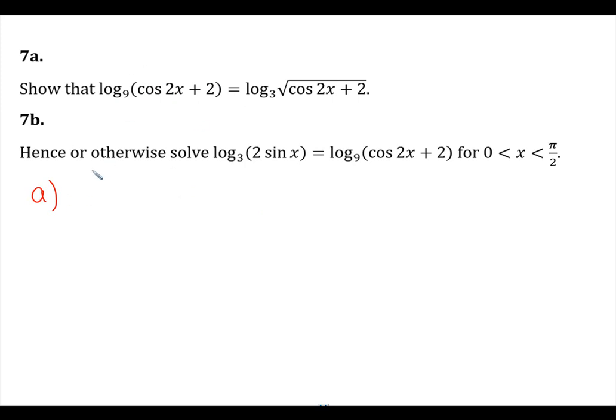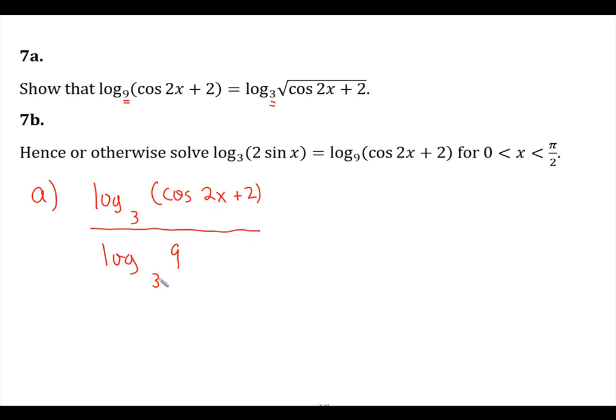So basically, the first thing I'm going to do is use the change of base formula because I noticed that this is in a base 9 and we're trying to end up with a base 3. So that's kind of a hint that, okay, I want to use change of base so I can change the bases. So I'm going to rewrite this right here on the left as log base 3 of cosine 2x plus 2 divided by log base 3 of 9.